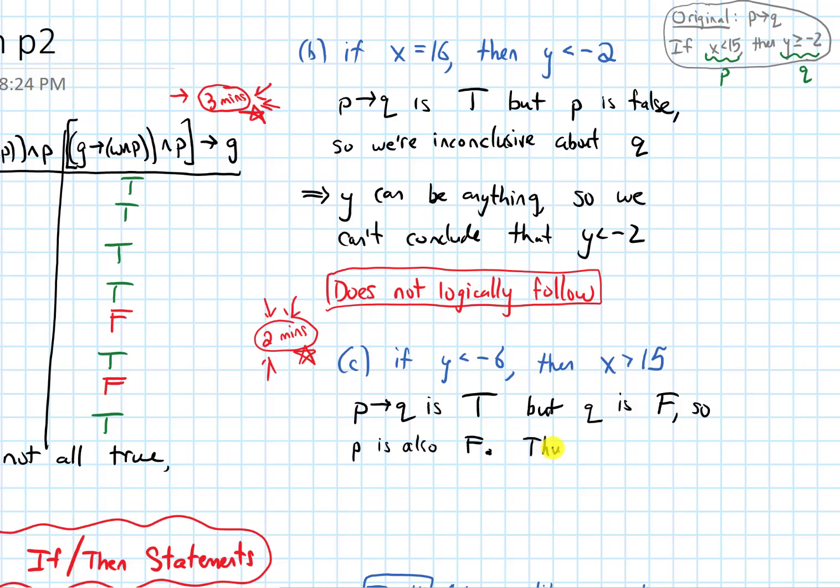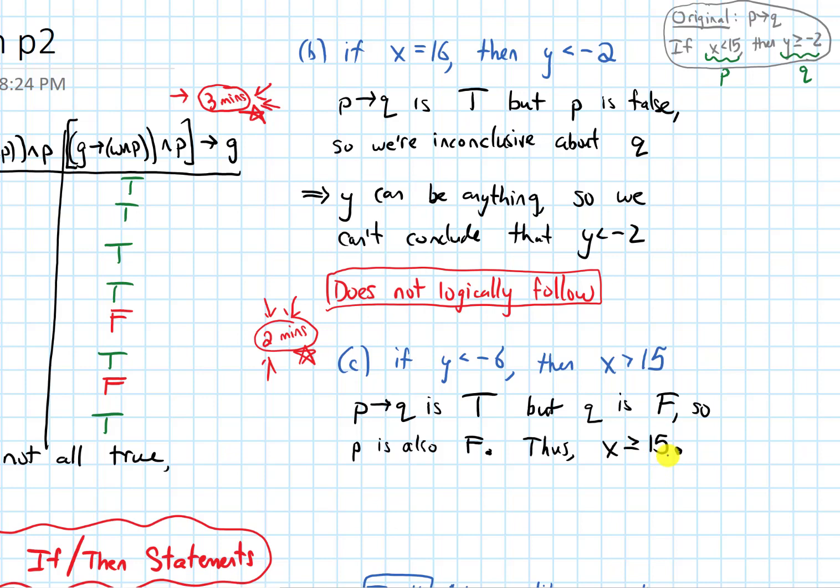So thus, that means that x is not less than 15. x would be greater than or equal to 15. It's really important that I put that equal to sign. It's not just greater than. If x is not less than 15, that means it's greater than or equal to 15.